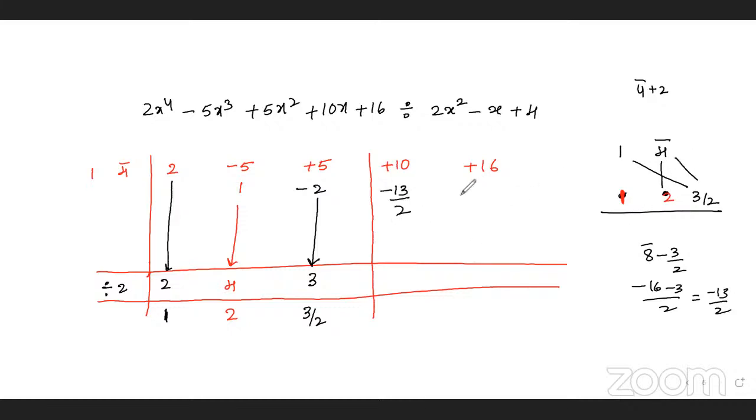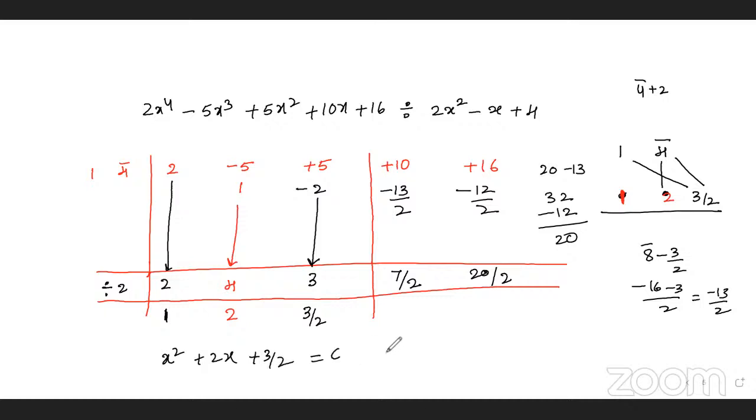In the final step it will be this one: minus 12 by 2. So 20 minus 13, that is 7 by 2. Here it will be 32 minus 12, that means 20 by 2. So the quotient is x square plus 2x plus 3 by 2. My remainder part will be 7 by 2x plus 20 by 2.